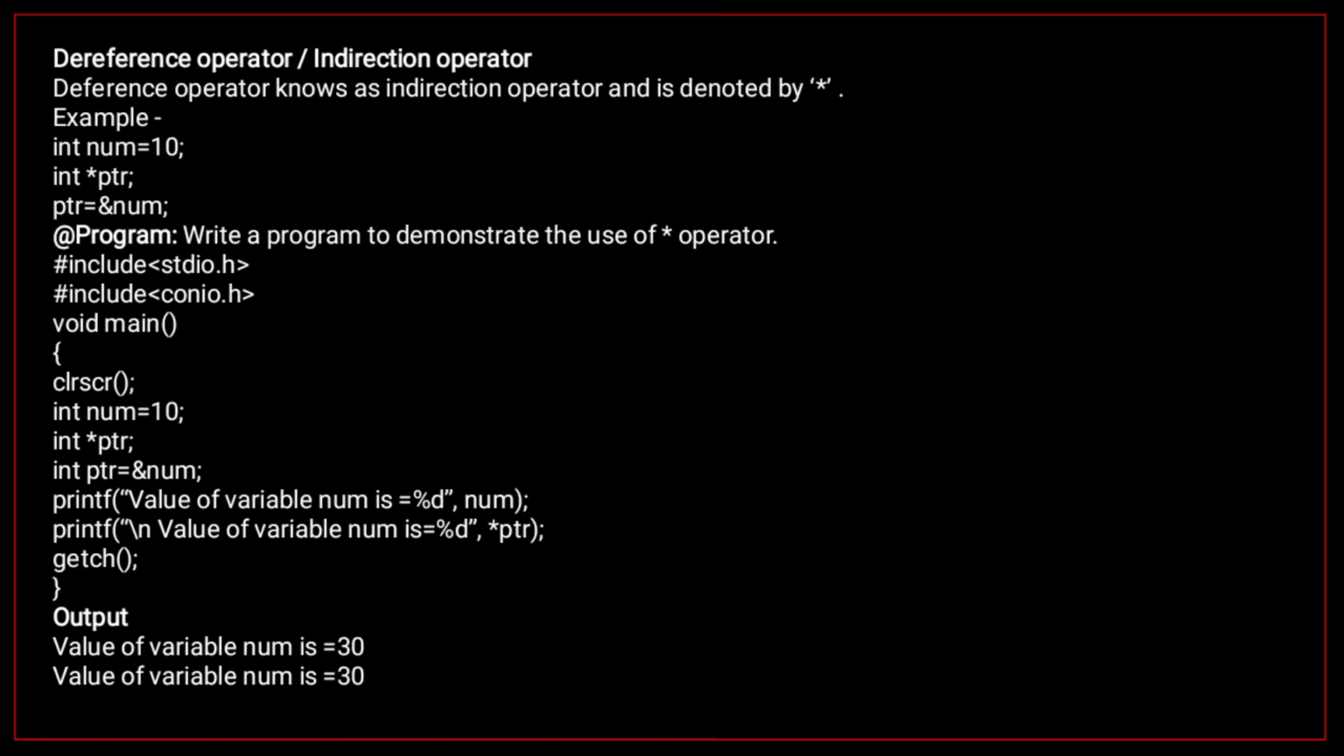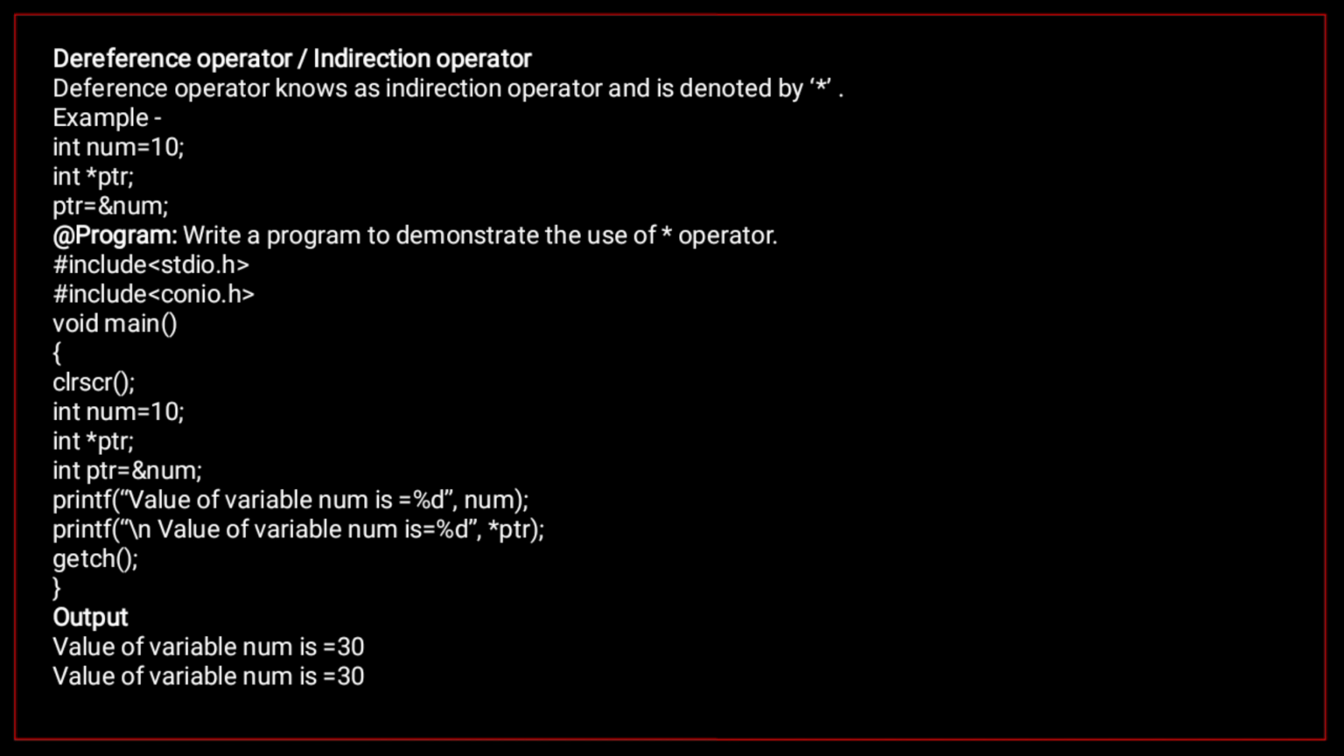Now next is the dereference operator or indirection operator. The dereference operator is known as the indirection operator, and it is denoted by the star symbol. This operates on a pointer variable and returns the value at the location that it points to in memory. We can also access a variable indirectly using pointers. By placing the indirection operator before a pointer variable, we can access the variable whose address is stored in the pointer. So this is the example of the dereference operator.